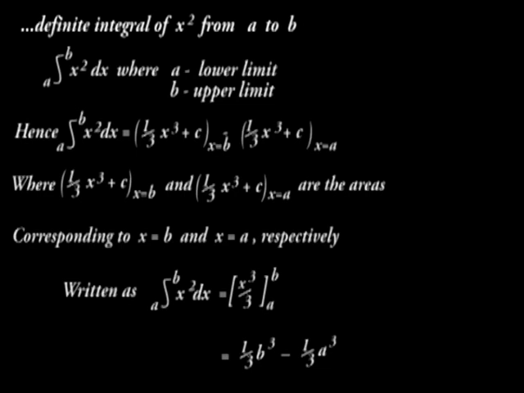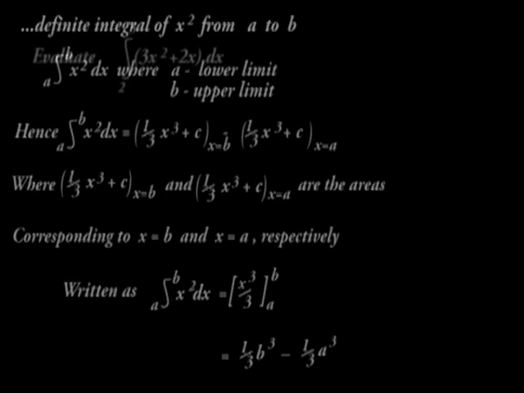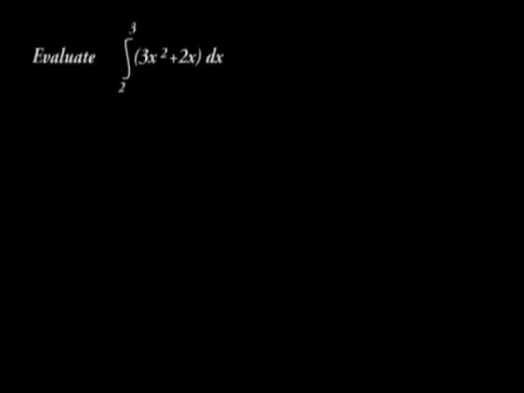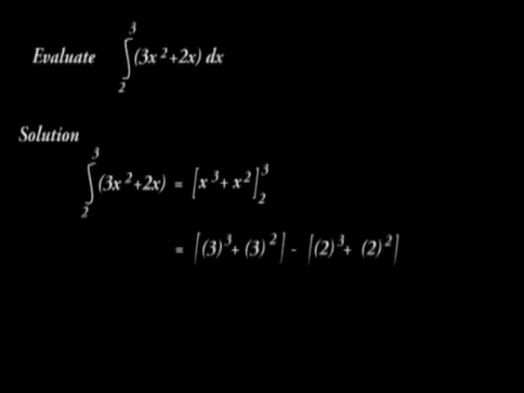When a definite integral is calculated, the constants cancel out. For example, evaluate the integral of 3x squared plus 2x with respect to x from 2 to 3. In our solutions, we shall have x cubed plus x squared under square brackets from 2 to 3, subtracting as above. After substitution of 2 and 3 into the equations, we'll end up with 36 minus 12, which is equal to 24.